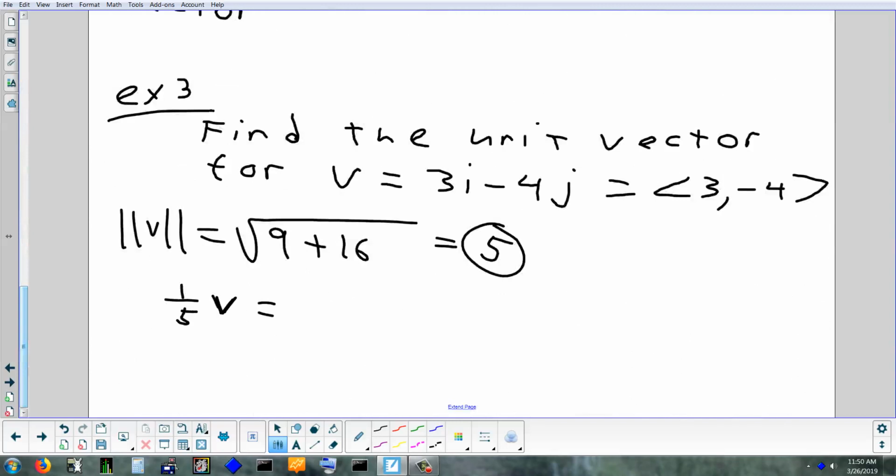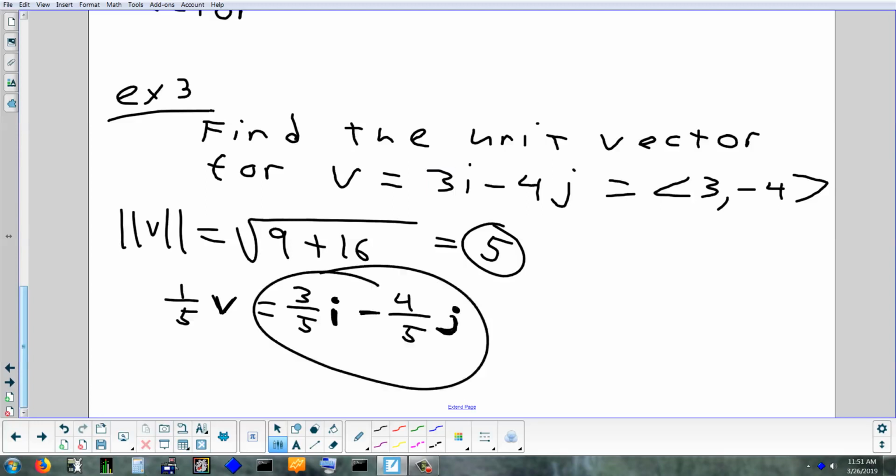So if you take 3 and multiply by 1/5, what do you get? 3/5. So the i component becomes 3/5. And what about if you take -4 and multiply by 1/5? -4/5. Yep. So all you basically did was divide each number by 5. 3/5, 4/5. And that's it.